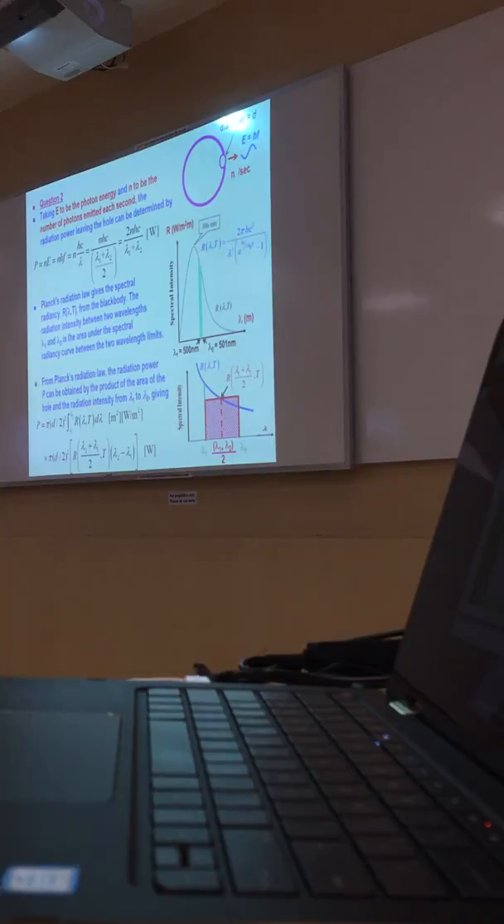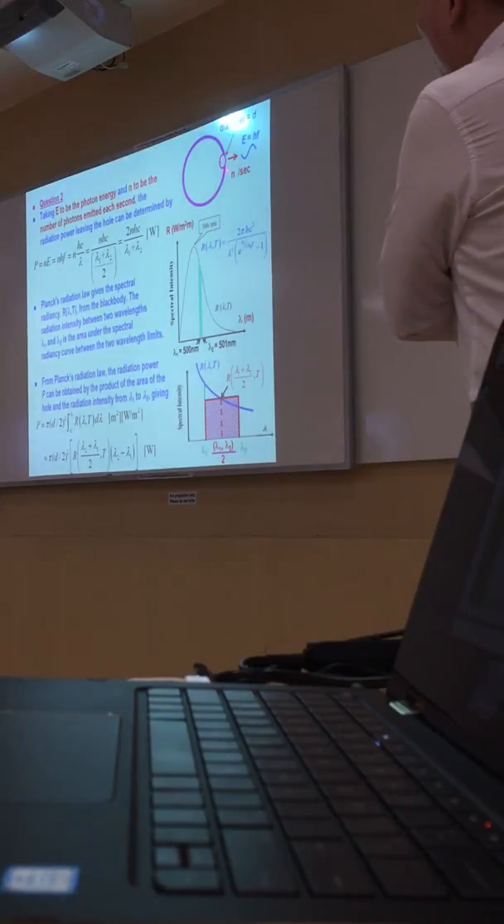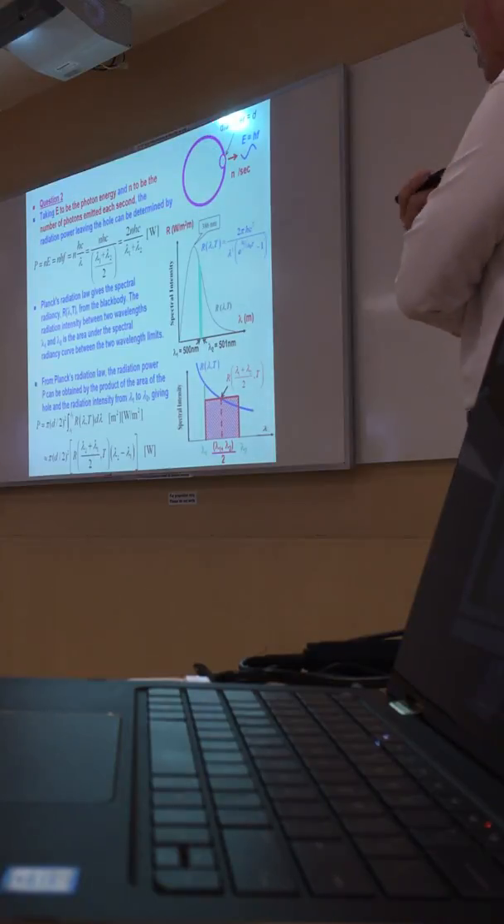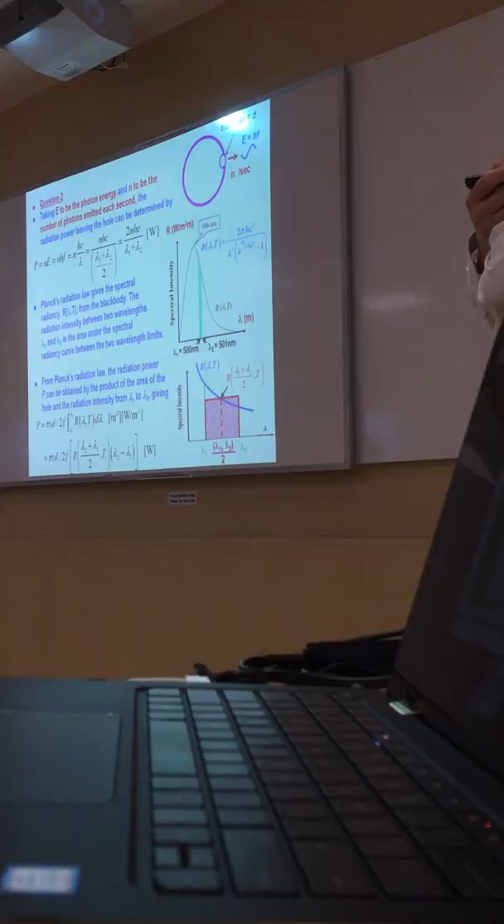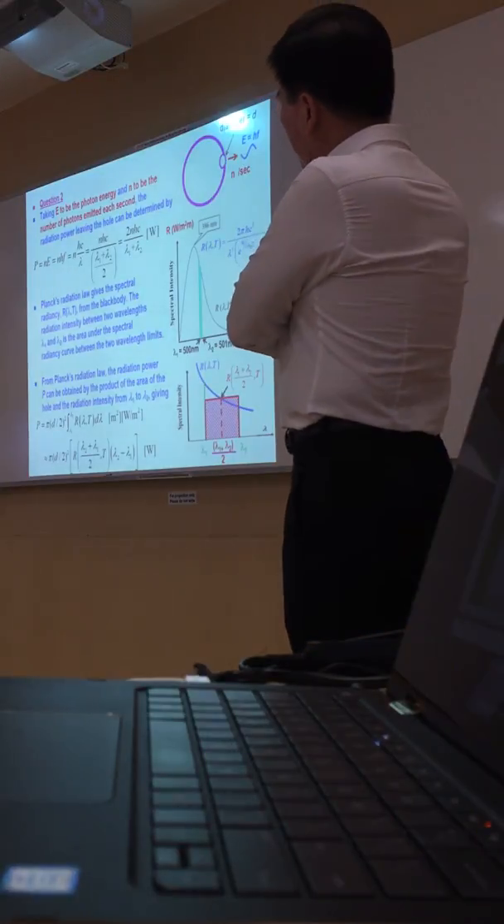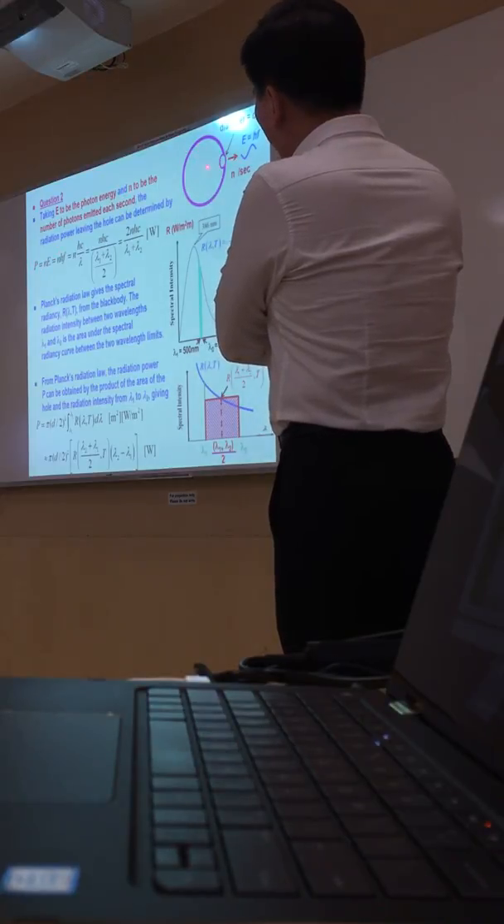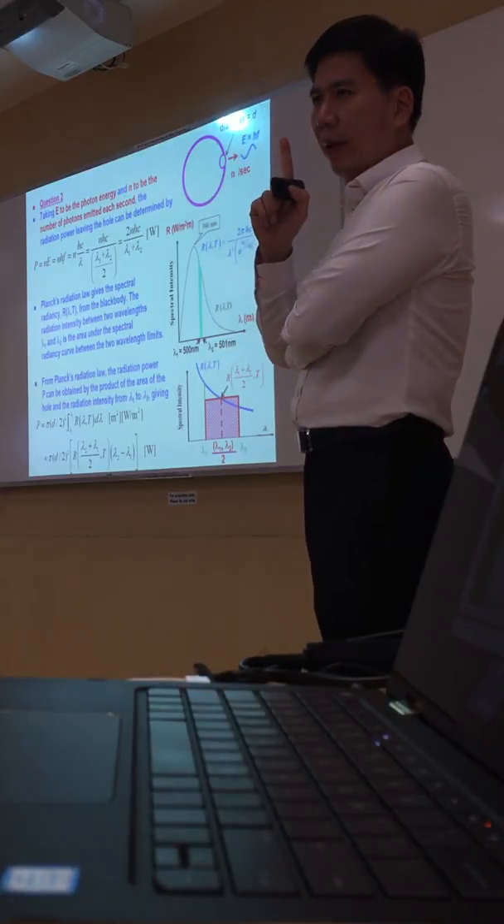Interested to find how many photons with wavelength between 500 and 501 nanometer coming out from this small hole when this black body is at 7500 Kelvin. So what we're going to do here is first let us calculate what is the power coming out from this hole for photon with that wavelength.